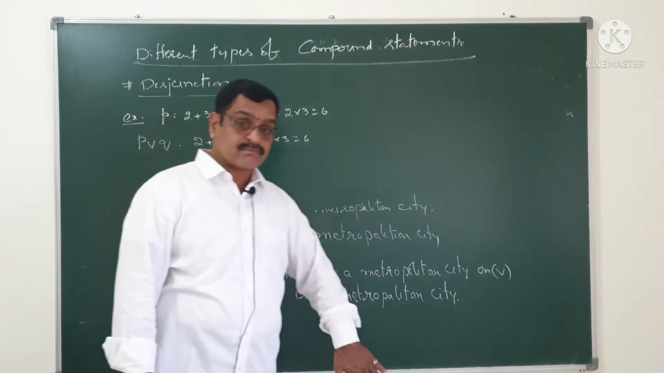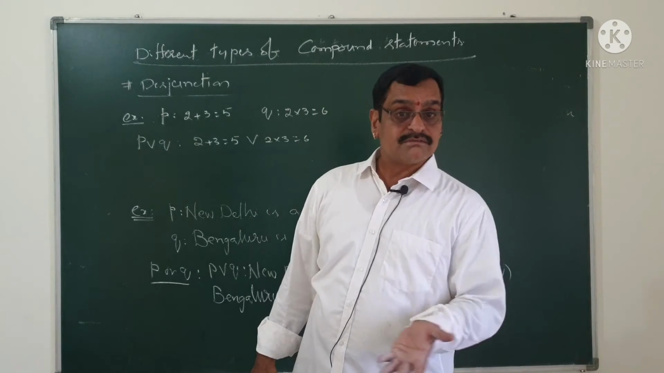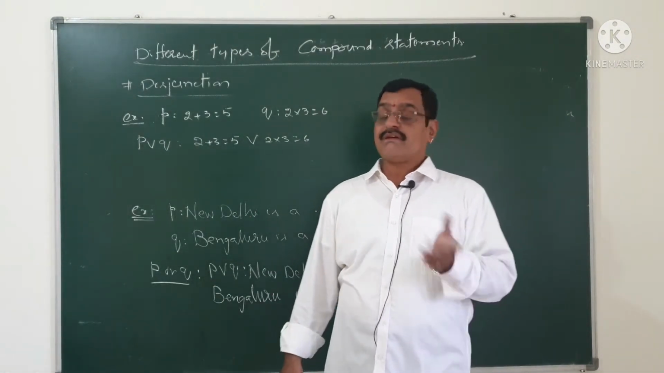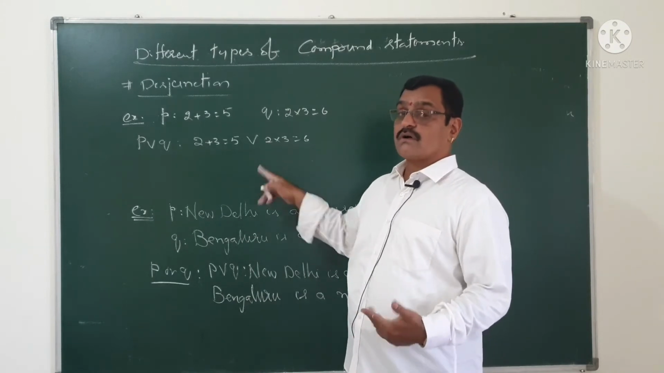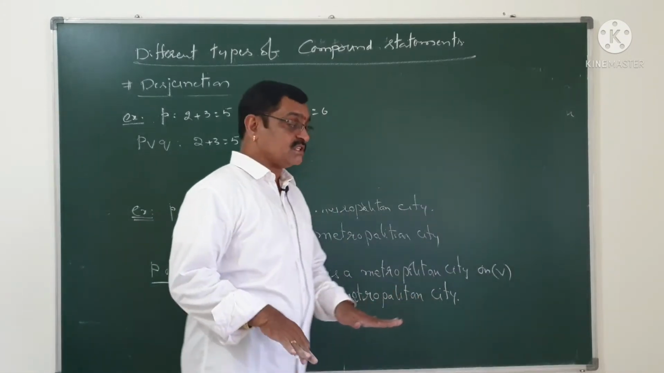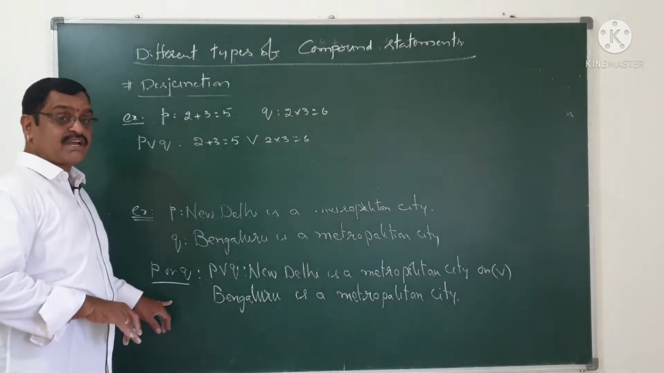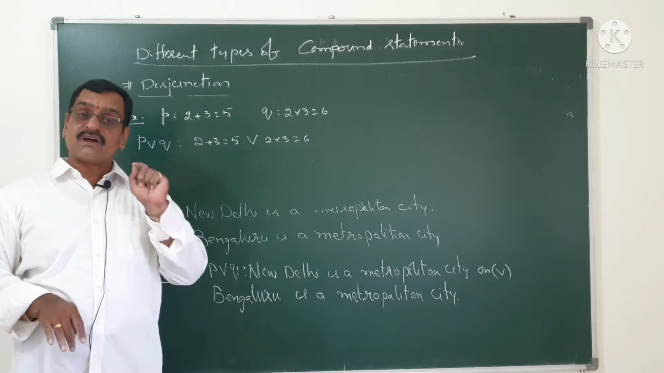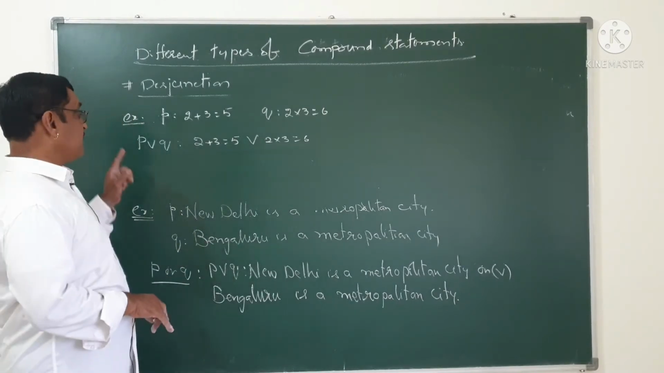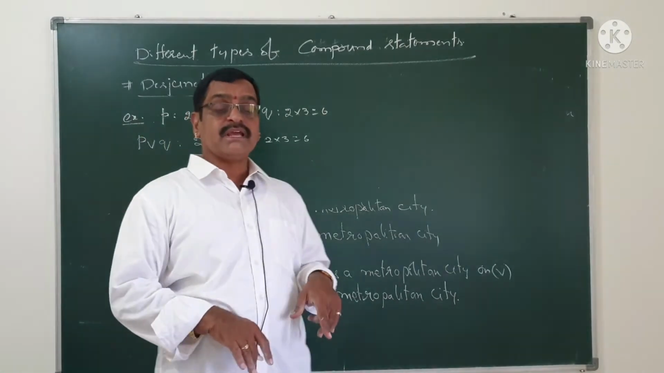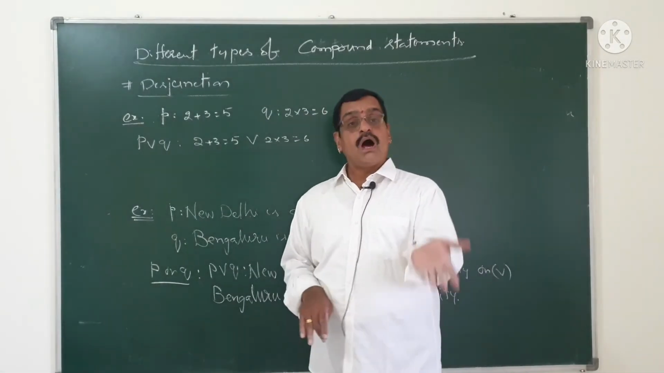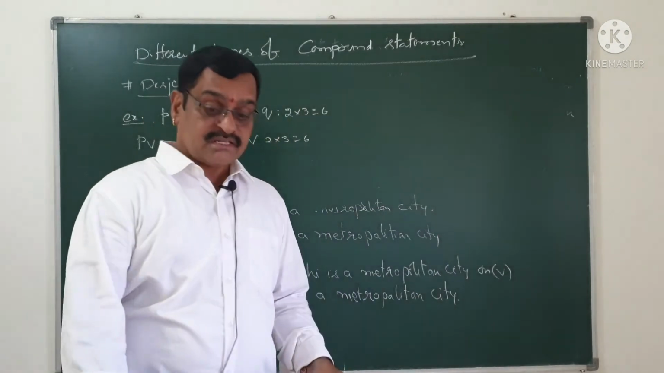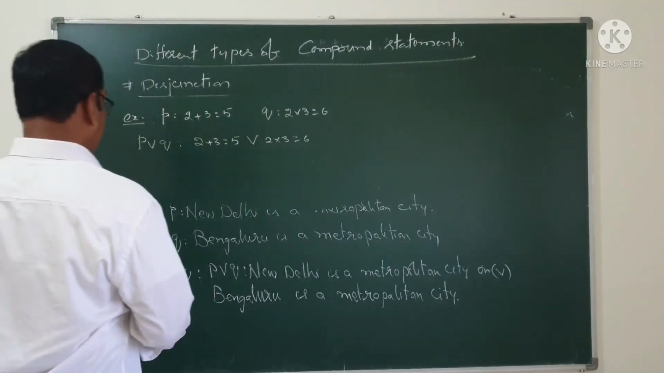Any one of them being true is called exclusive. That means one is inclusive and the other is exclusive. Whereas here, both being true is called inclusive. So this is called exclusive disjunction, whereas this is called inclusive disjunction. Please understand this concept. So P or Q will be true if any one of the statements is true or both of them are true. Okay. Now we can tabulate this in a tabular form.